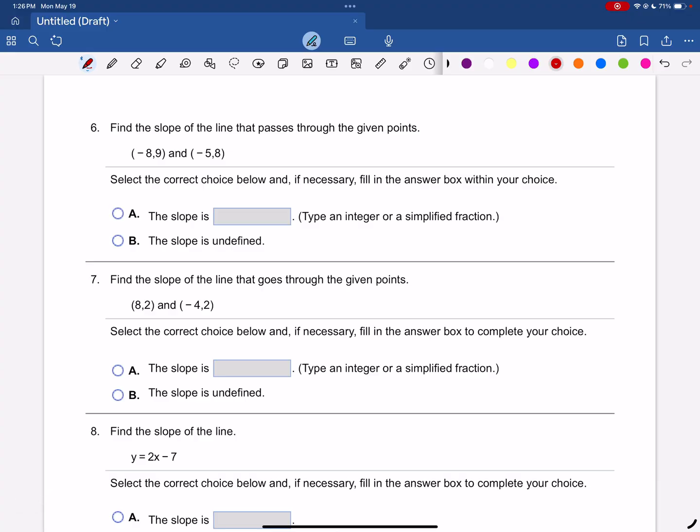Example 6. Following through with my formula, I'm going to put a minus and a minus. So I'm going to get an 8 minus 9 and a negative 5 minus negative 8. My double negative becomes a positive. My numerator is negative 1, 8 subtract 9. And then my denominator is negative 5 plus 8. That's a 3. So this time my slope is negative 1/3.